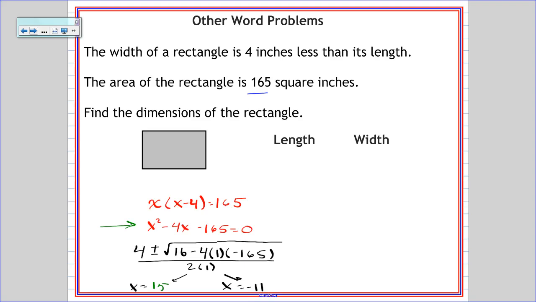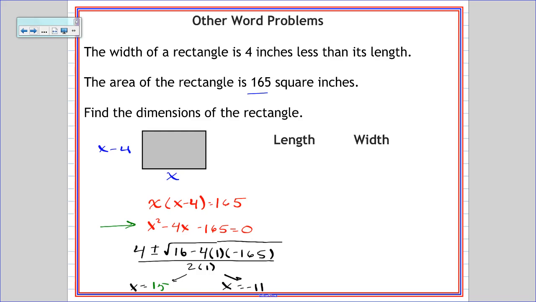So I labeled x and x minus 4. The shorter one should be x minus 4. I multiplied that together and I got x squared minus 4x equals 165, and I got it down to x squared minus 4x minus 165 equals 0. Now, I plugged that into the quadratic formula and I got two answers, 15 and negative 11.